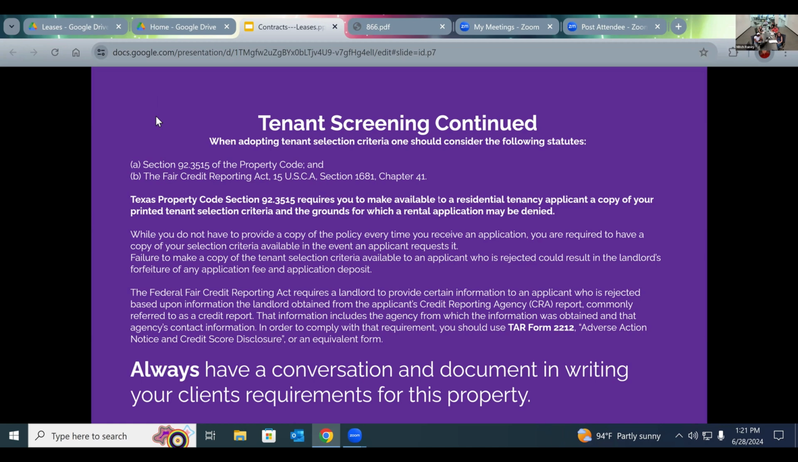Always have a conversation and document in writing your client's requirements for a property. We have a form which is supposed to be informational only, that talks about things they could look at in the model tenant selection criteria, but talk to them. What are you looking for? What's your ideal client? What's going to be an automatic no? If they have a credit score of 200, no, I'm not going to entertain them. If they have 12 dogs, I'm not going to entertain that.